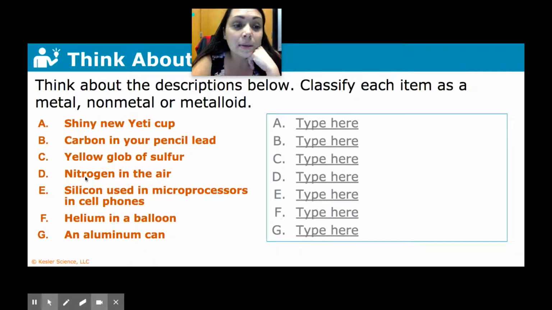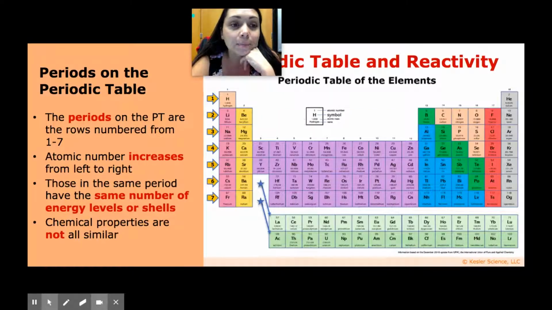So you're going to go through these A, B, C, D, E, F, G, and you're going to type what you know about them, and you're going to classify them as what you think: a metal, nonmetal, or metalloid. Write a sentence, put a period at the end.